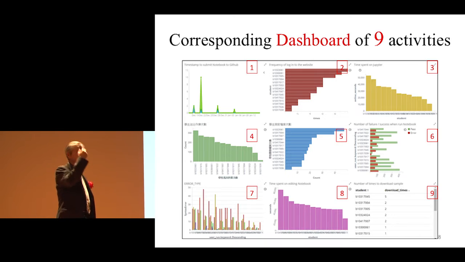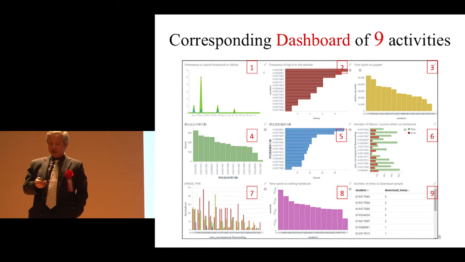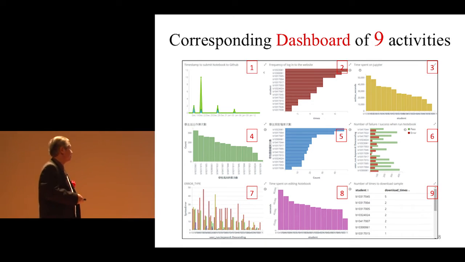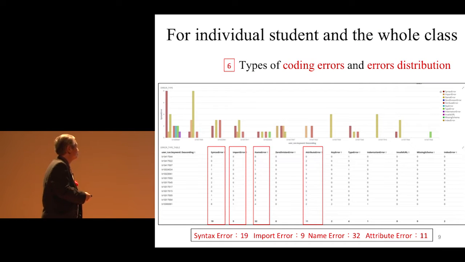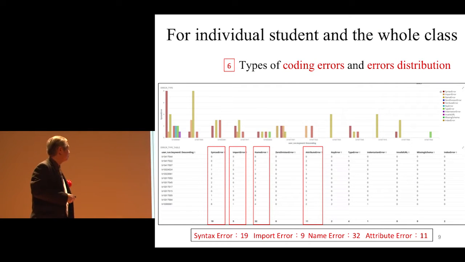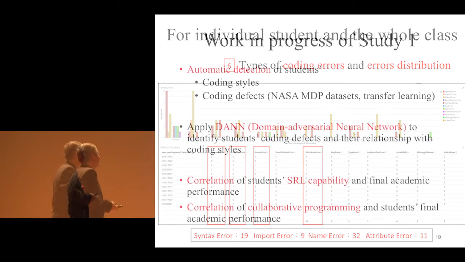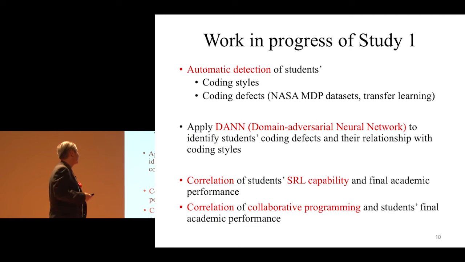This is the corresponding dashboard for the previous 9 activities. We can also take an individual student to have a look at this. For example, this is the type of coding errors and the error distribution for a class. So we continue to work on this study. We do automatic detection of students' coding style and their code defects.